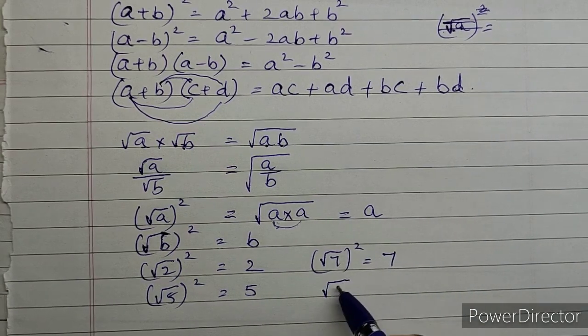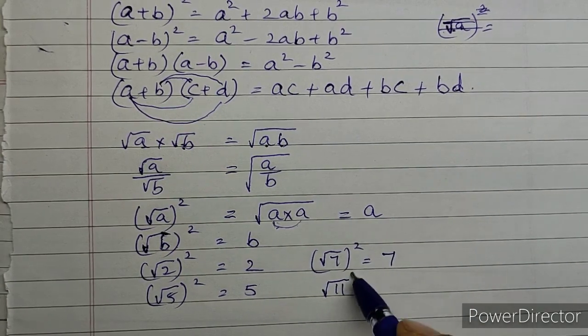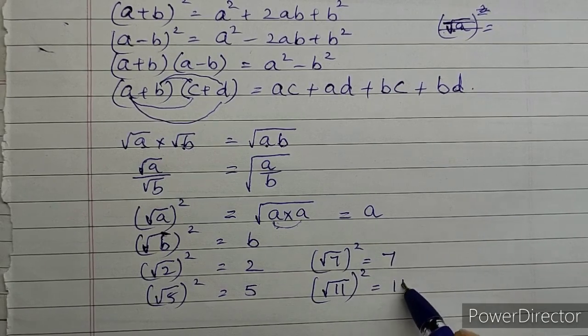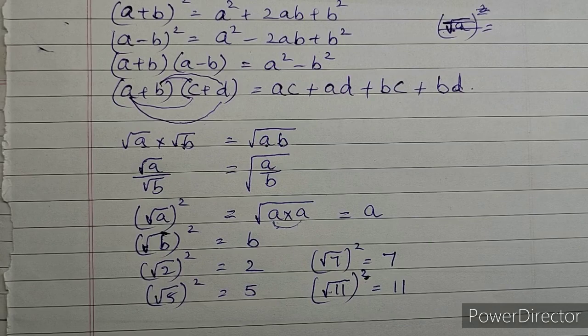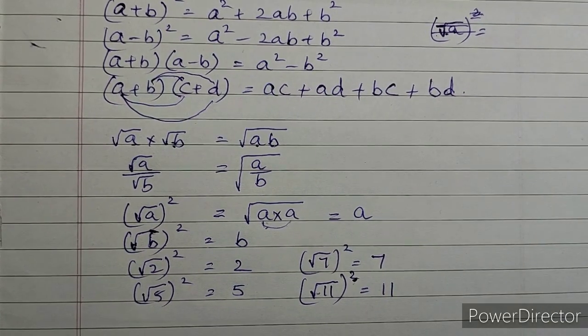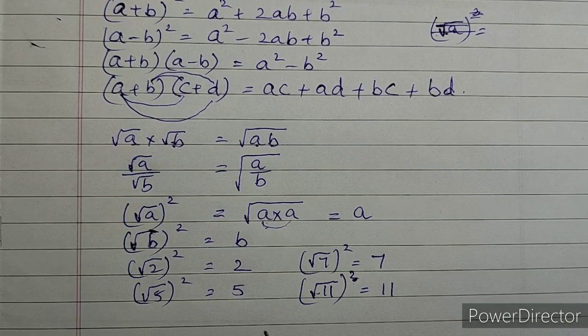Any prime number comes also, any irrational number comes also. Root 11 the whole square is equal to 11. If it is repeating, you can remove the square root and write it. This is very important. You have to use it in between the sums. Now we will see the exercise sums.